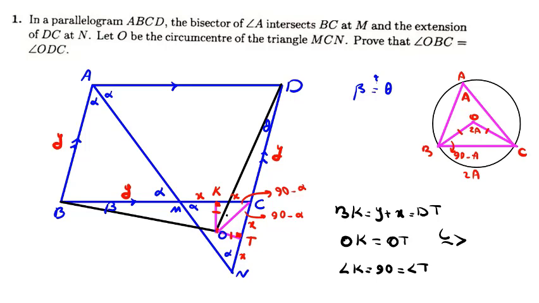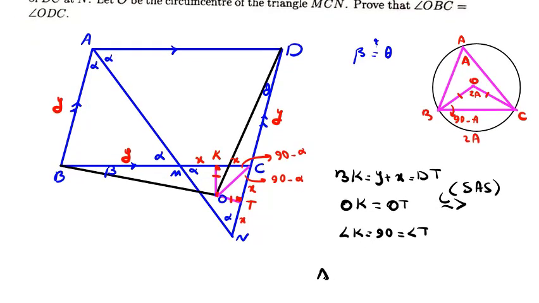So by two sides and the angle between, we proved that triangle OKB is congruent to triangle OTD. So here theta sees this side, beta sees this side, so beta equals theta. So we proved the thing that we wanted.